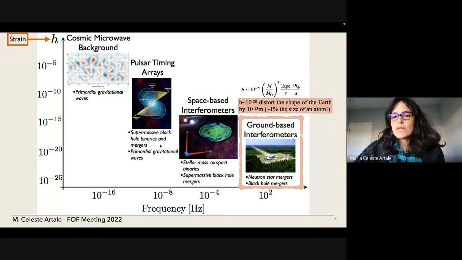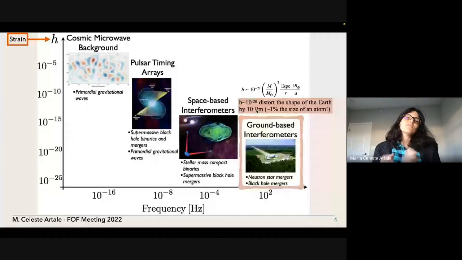But just to give you an idea, for the ground-based interferometers, the strain is about 10 to the minus 20. And this means that these events distort the shape of the Earth by 10 to the minus 13 meters, which is about 1% of the size of an atom. So you can imagine this is extremely, extremely small, and it's amazing that we were able to detect such a small variation in this event.